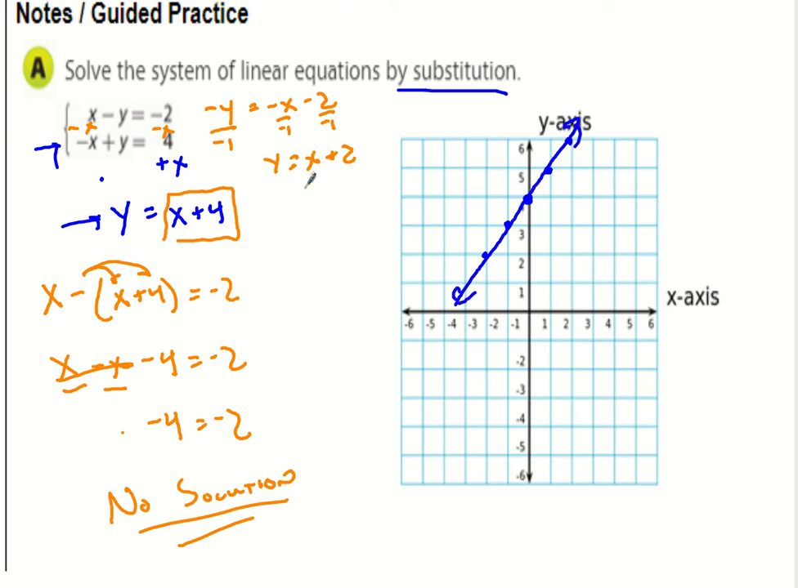Notice how they have the exact same slope. The slope is still 1 over 1 for both of these. The difference is the y-intercepts. So they're going to change at the same rate, which means they're going to be parallel, and they're never going to cross. So that is an example of no solution.